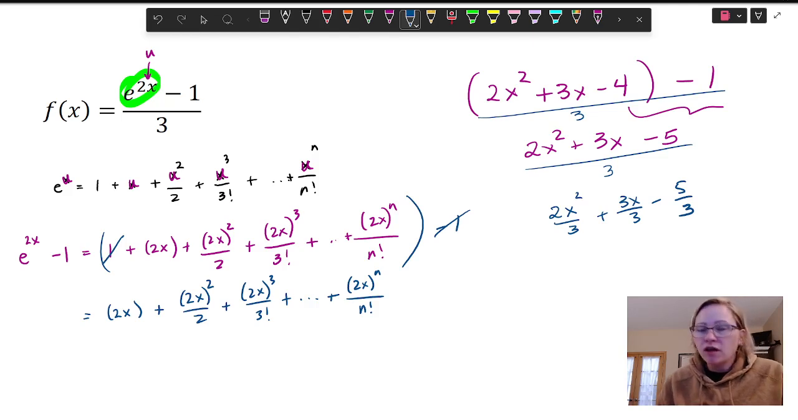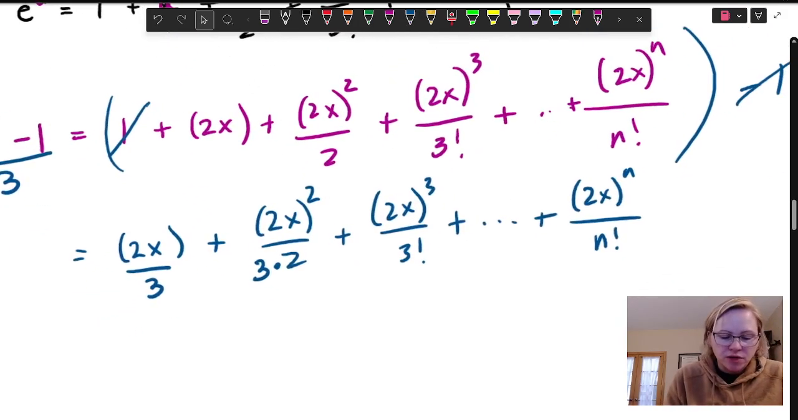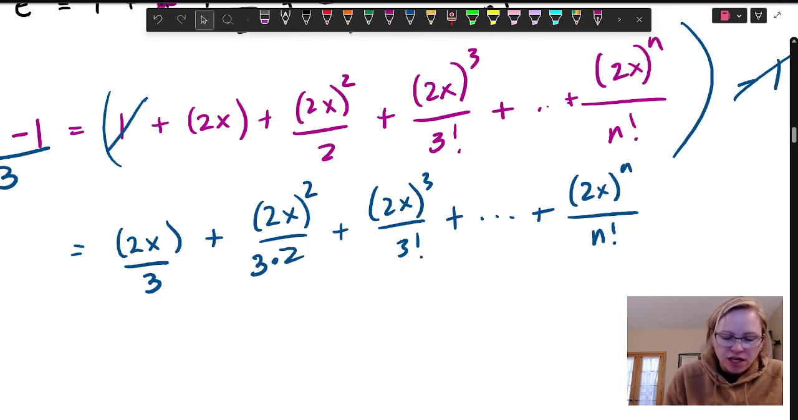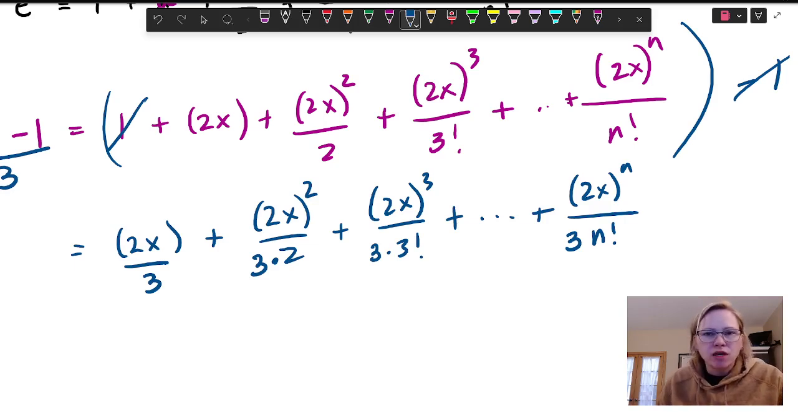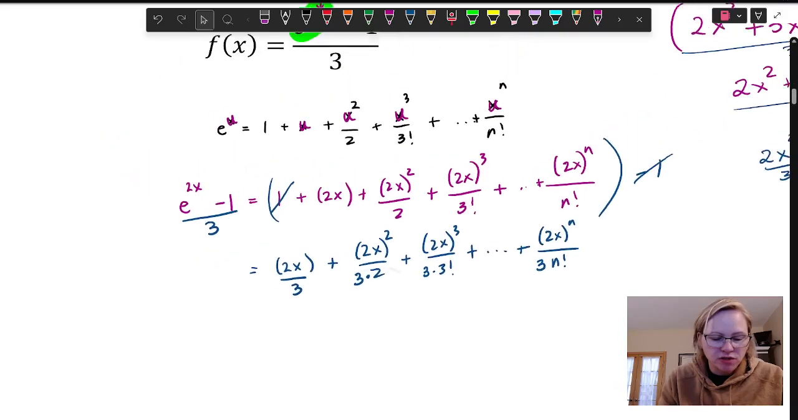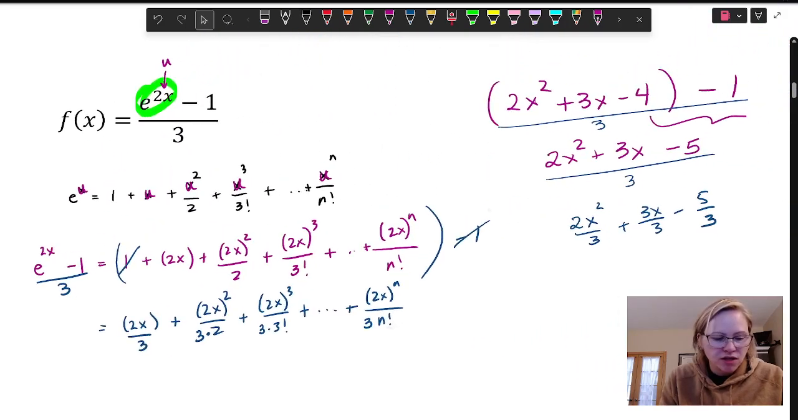Well, in the same way, remember, I'm dealing with a polynomial, so polynomial rules all apply here. So if I need to divide by 3, then I am literally going to take every single term and divide it by 3. And when I do, I'm just going to leave it in the bottom as a multiplier. So 3 times 2, and then this becomes 3 times 3 factorial, and this becomes 3 times n factorial. So I'm literally just multiplying all the denominators by 3, and that achieves my result. And so this would then be the series for this function.